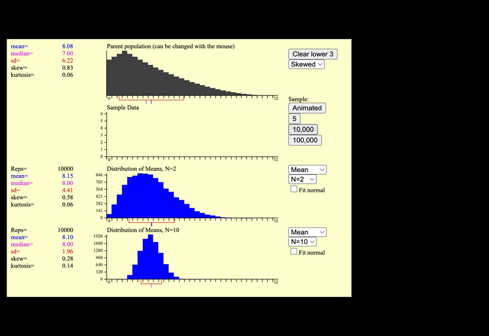Look at the original data. In the original data, the mean was 8 and the median was 7. In my sampling distribution, my mean was 8.08, and the median was 8. 8.08 and 8 are awfully close together. They're not far enough apart. When I'm talking about 10,000 samples, 10,000 samples should reveal a big difference if there is one. And it doesn't. It's a very small difference.